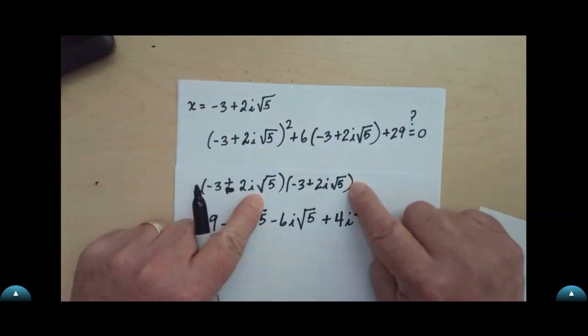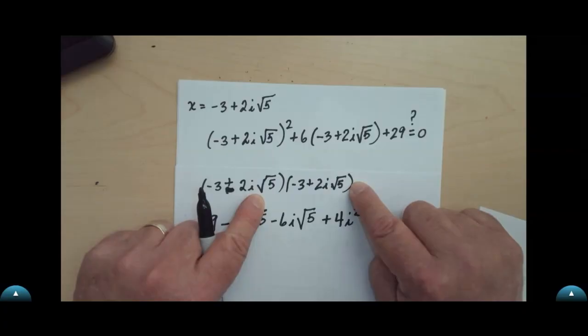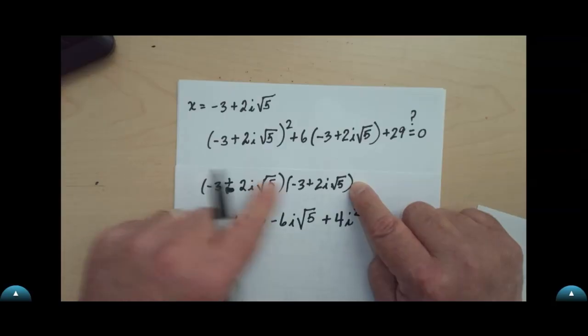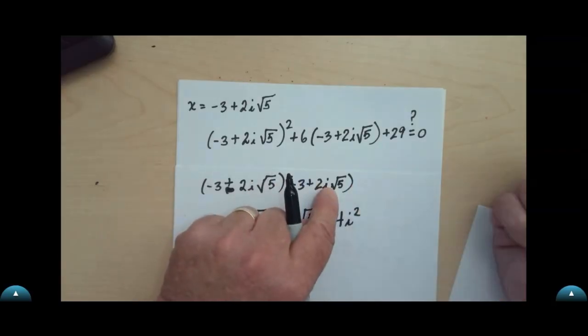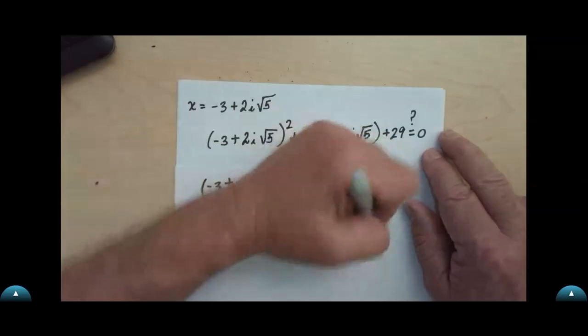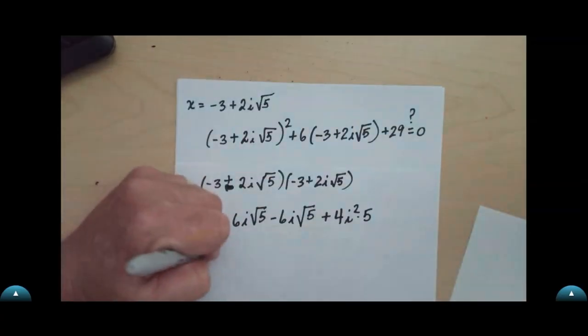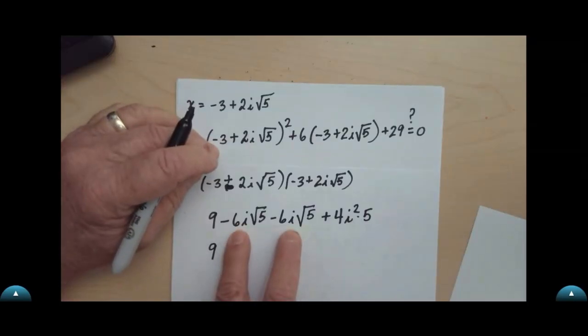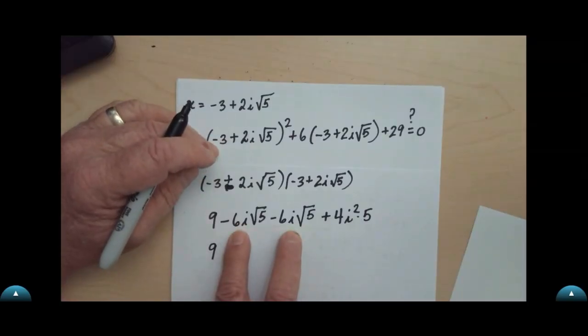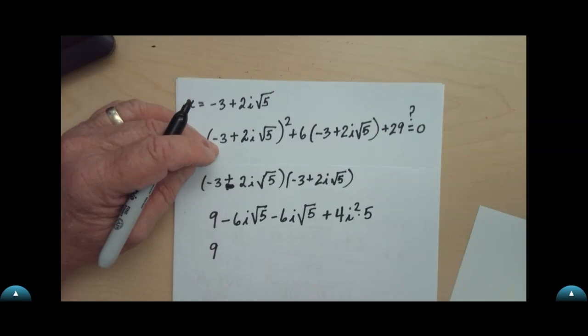Square root of 5 times square root of 5 is 5. Does everybody see that? Remember, the square root of 5 is whatever number you square to get 5. So if you do square root of 5 times square root of 5, you've squared the square root of 5. So obviously that's 5, right? So we got 9. Those are like terms. I can combine them. Negative 6 minus 6 is negative 12.